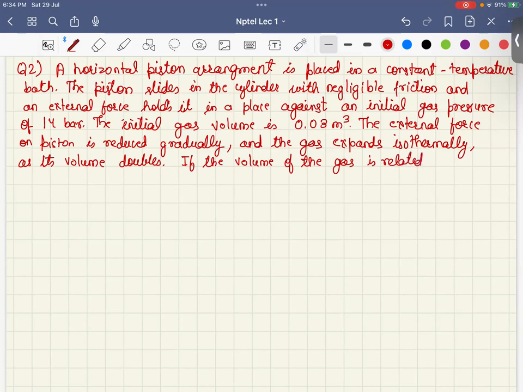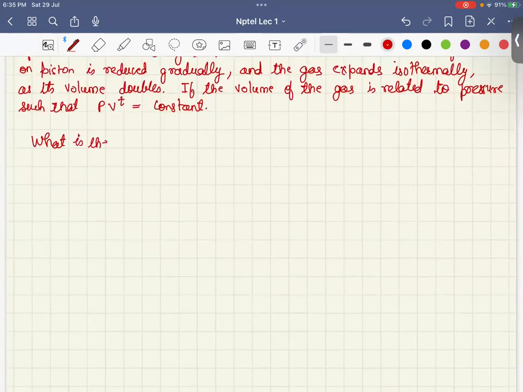If the volume of the gas is related to pressure such that PV to the power T is going to remain constant, right? So then what we are asked is, what is the work done by the gas in moving the external force.